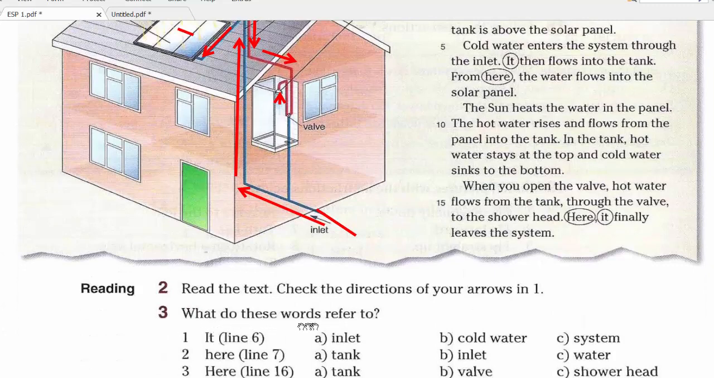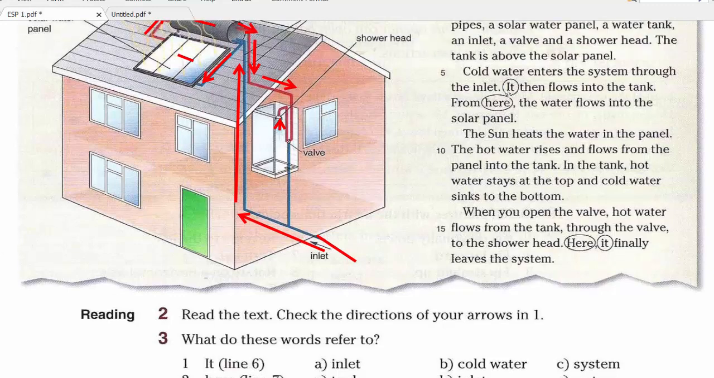3. What do these words refer to? It in line 6. This one. يشير إلى ماذا؟ هذا الضمير. It then flows into the tank. Let's read. Cold water enters the system through the inlet. It then flows into the tank. It يشير إلى cold water. Cold water.